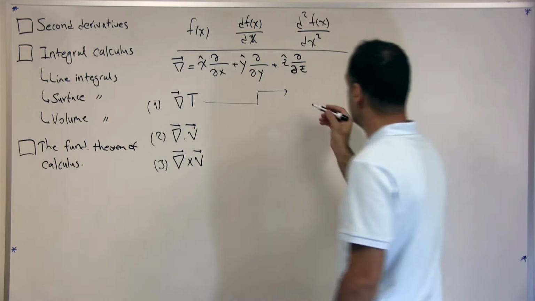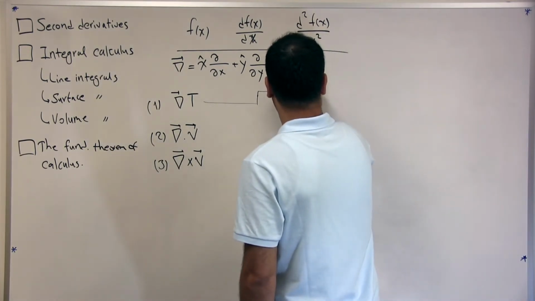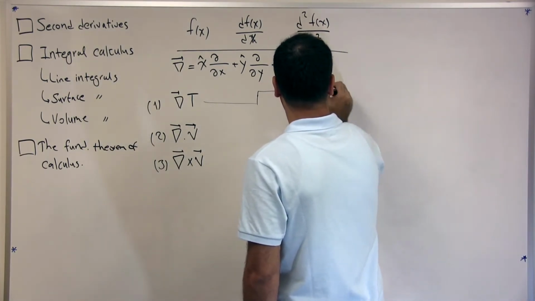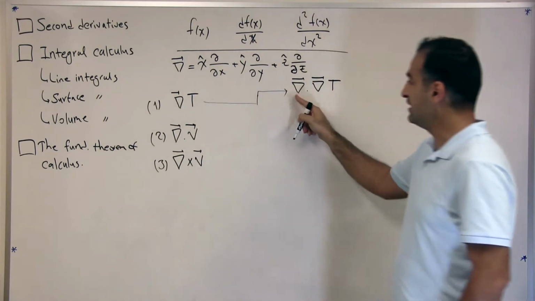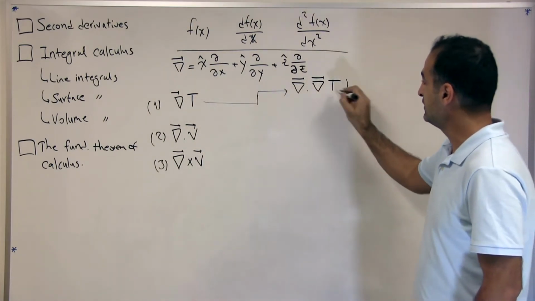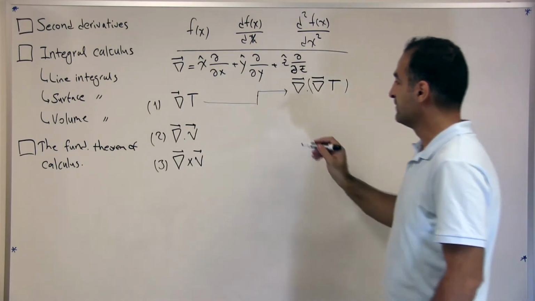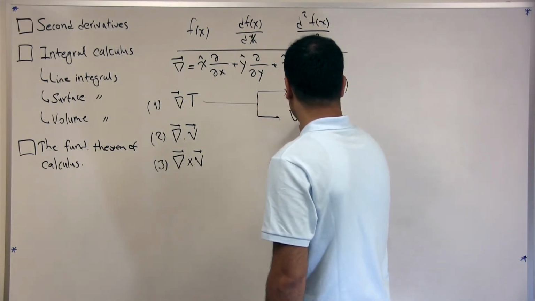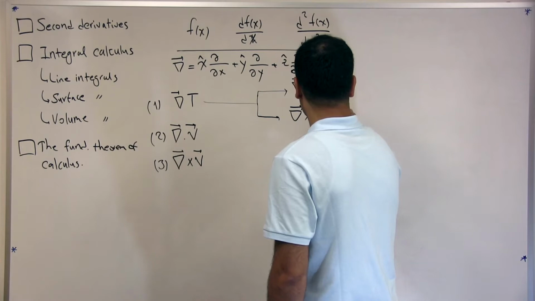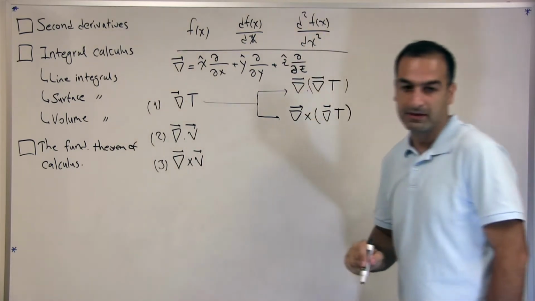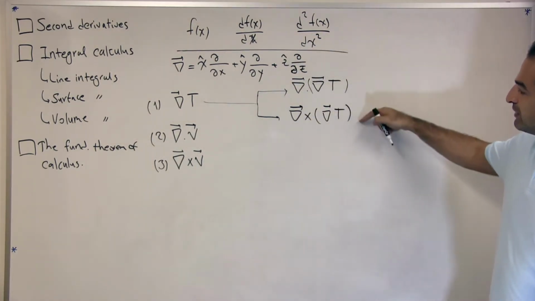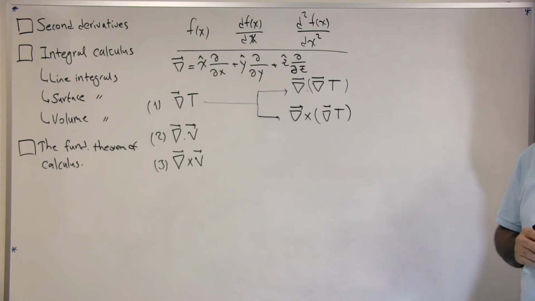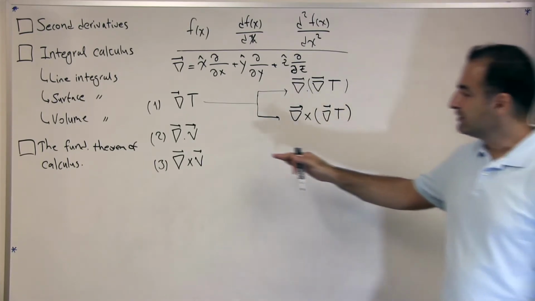So technically this becomes two different ways you can apply the del operator twice. One of them is the dot product, and that becomes del dot gradient of T. This is one way. Another way is doing the cross product, del cross gradient of T. Okay, so these two things I wrote here are second derivatives. And then we can continue on these ones as well.